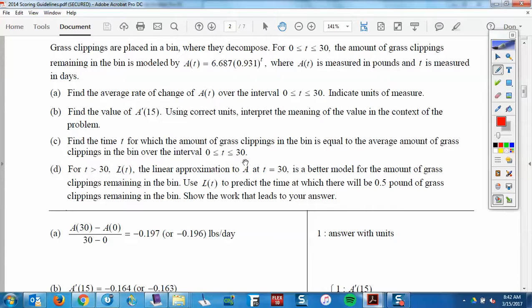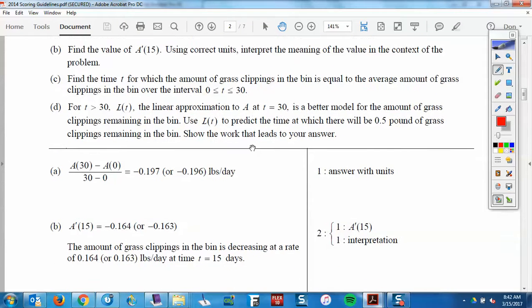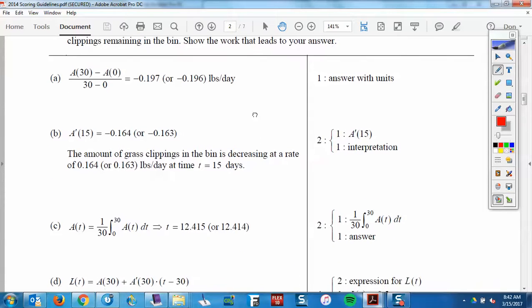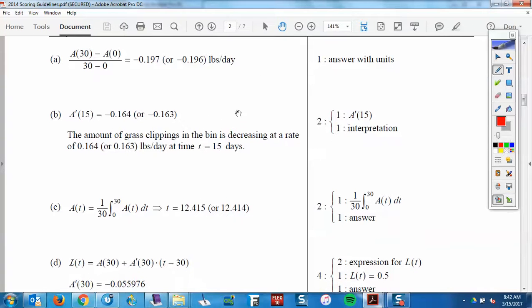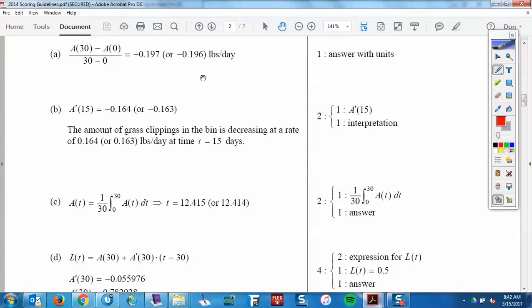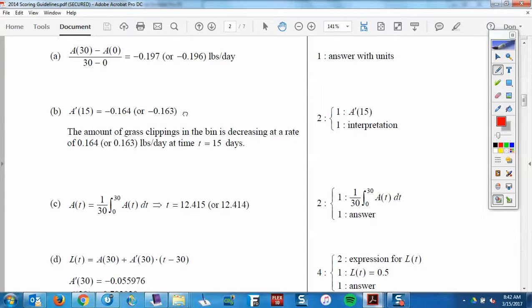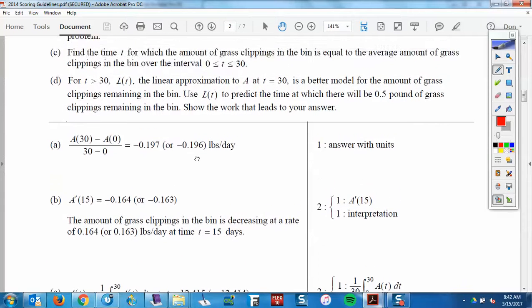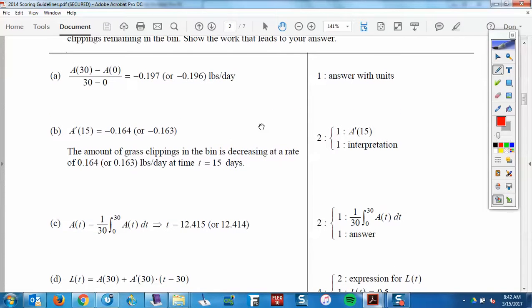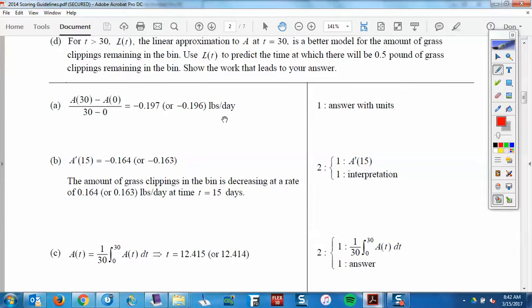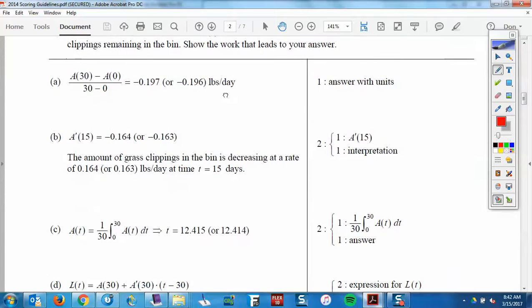Wait, is it the average amount of the integral of... you can just do B minus A? So it's the integral of A of t from 0 to 30, over 30 minus 0.